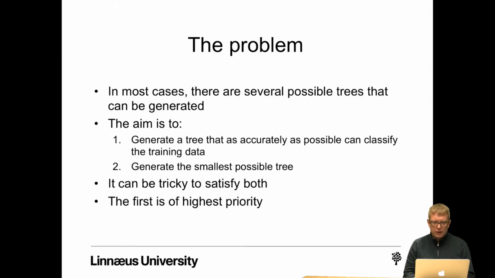The problem here is that in most cases there are several possible trees that can be generated, and the aim is to generate a tree that as accurately as possible can classify the training data. And we also want to generate the smallest possible tree. Sometimes it can be tricky to satisfy both, but of course high classification accuracy is of highest priority.